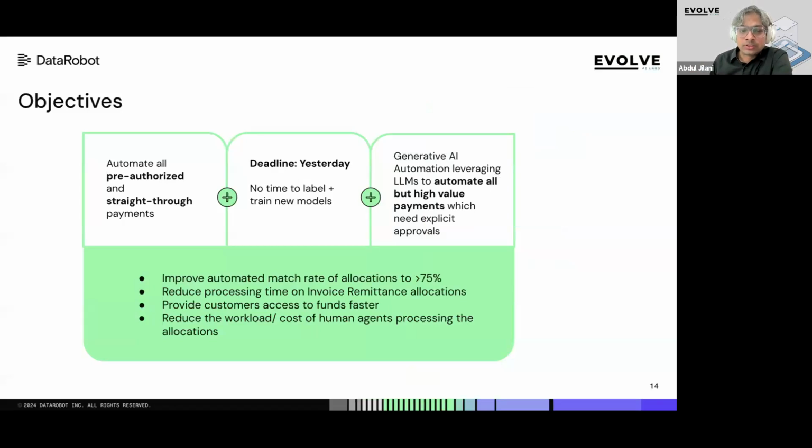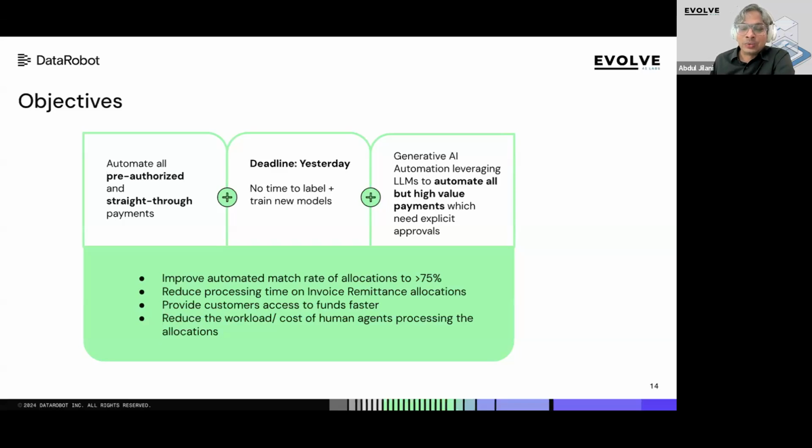Coming to the objectives of the solution, it is supposed to automate all pre-authorized and straight-through payments. What pre-authorized means is below a certain value. Only payments which go into millions are not pre-authorized and need special approvals, but the rest of the transactions or invoices are pre-authorized. Deadline was yesterday when we spoke to them.